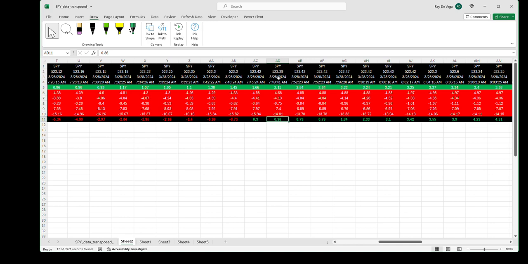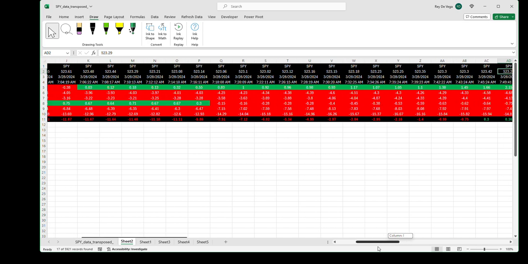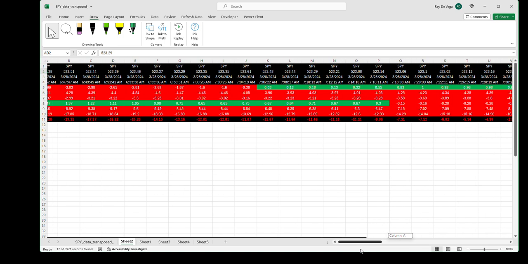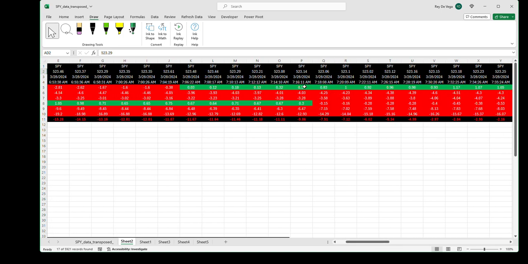Why am I green? Because look at the price. It's 623, and I bought my call position at around 523.14, 523.16. At this range. So I'm already green, and I bought way before anybody else does.